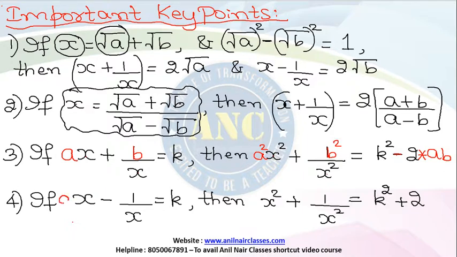Similarly, if ax minus b by x is equal to k, then a square x square plus b square by x square, instead of k square plus 2, this becomes k square plus 2 into the coefficient of x, which is a, and the coefficient of 1 by x, which is b. This is the fourth notation. For the third and fourth notations, when the coefficients of x and 1 by x were 1, I told you how to write it. When they are not equal to 1, I manipulated the same equation. I hope you are very clear with the first 4 key points.